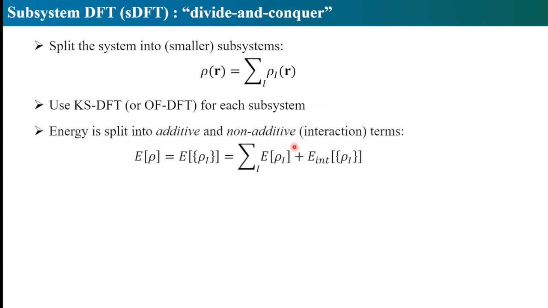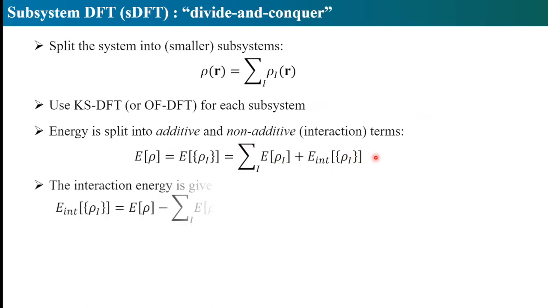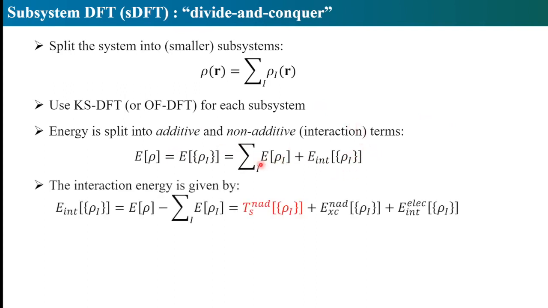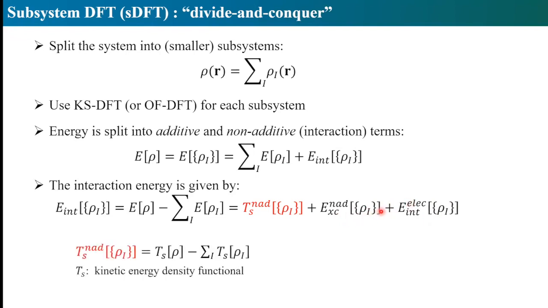Now the energy can be split into an additive term and a non-additive term. The additive term is just the DFT energy for each subsystem, and the non-additive term is the interaction energy. The interaction energy is given by the non-additive kinetic energy, the non-additive exchange correlation, and the electrostatic interaction energy between subsystems. All these functional terms depend on the density, so it's linear scaling, no problem.